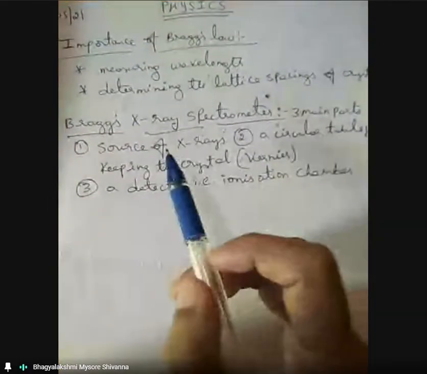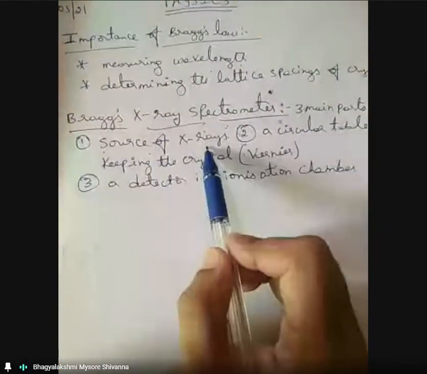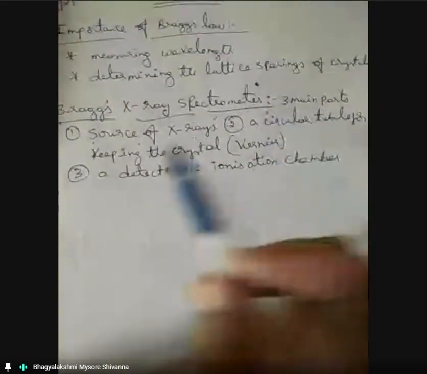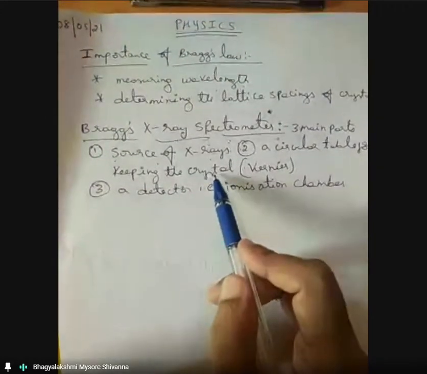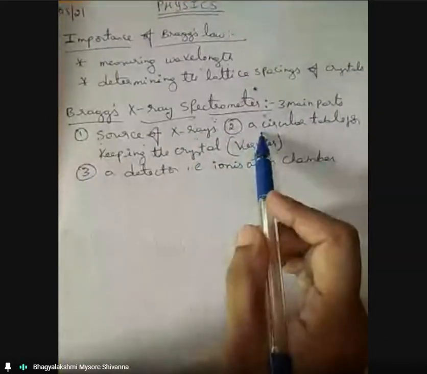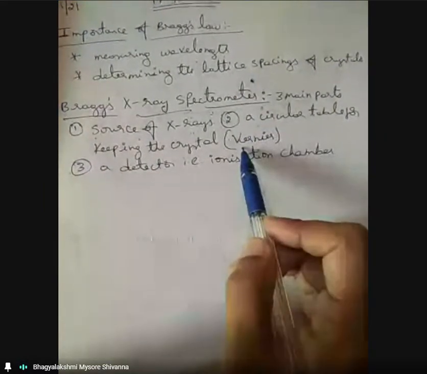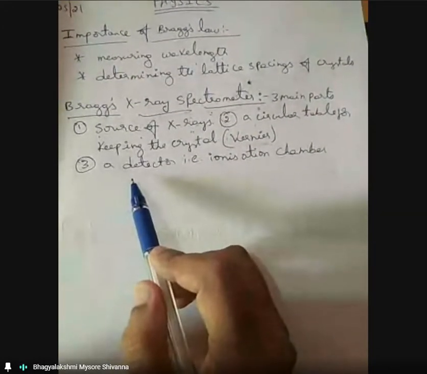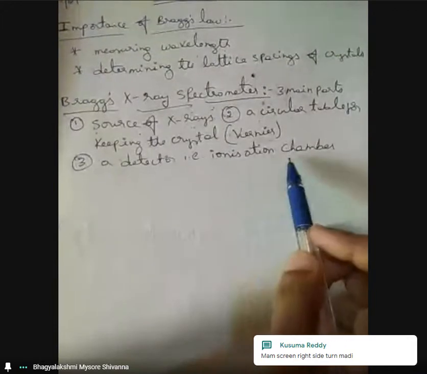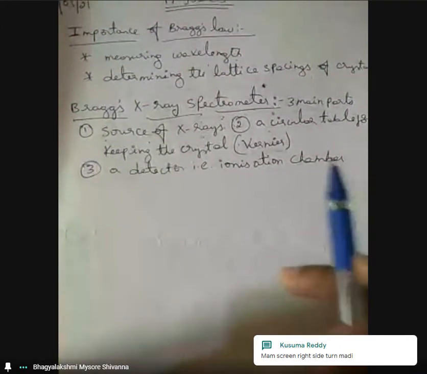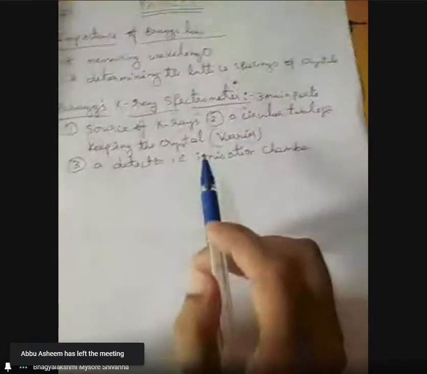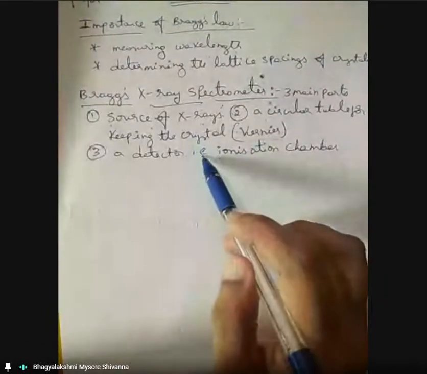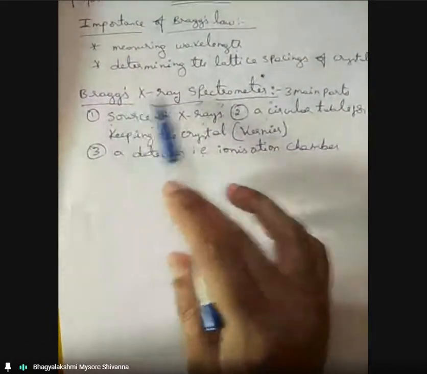To construct the Bragg spectrometer, it contains three important main parts. One is a source of X-rays to produce X-rays. The second is the circular table for keeping the crystal, and this table will be connected with the vernier scale. The third very important thing we need is a detector, that is, an ionization chamber.